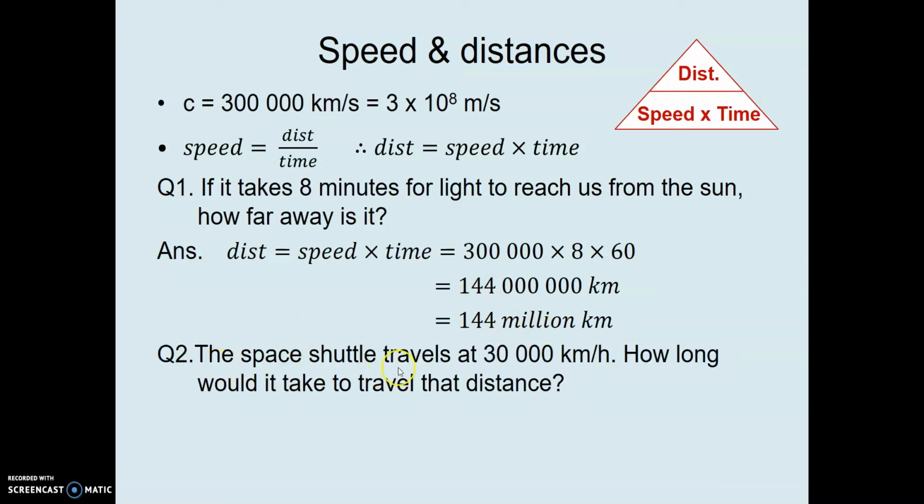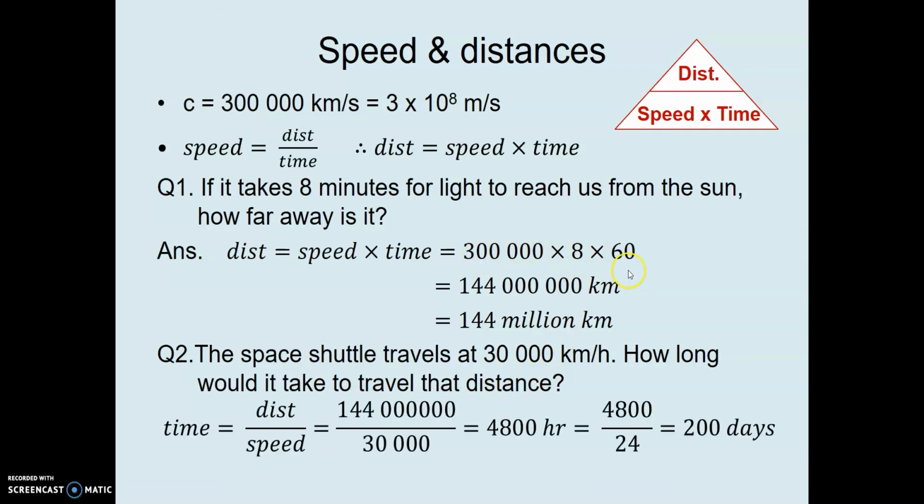The space shuttle travels at 30,000 kilometers per hour. How long would it take to travel the distance to the sun? Obviously, it can't go to the sun, it would just burn up. So now we want to find time. Go back to this arrangement, put your finger on time. What's left? Distance divided by speed. So we take the distance divided by the speed, and we end up with 4,800 hours, which is 200 days.